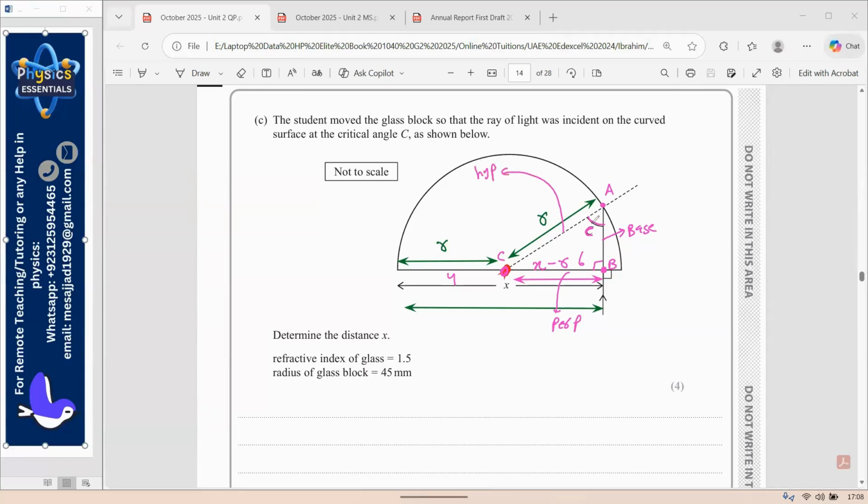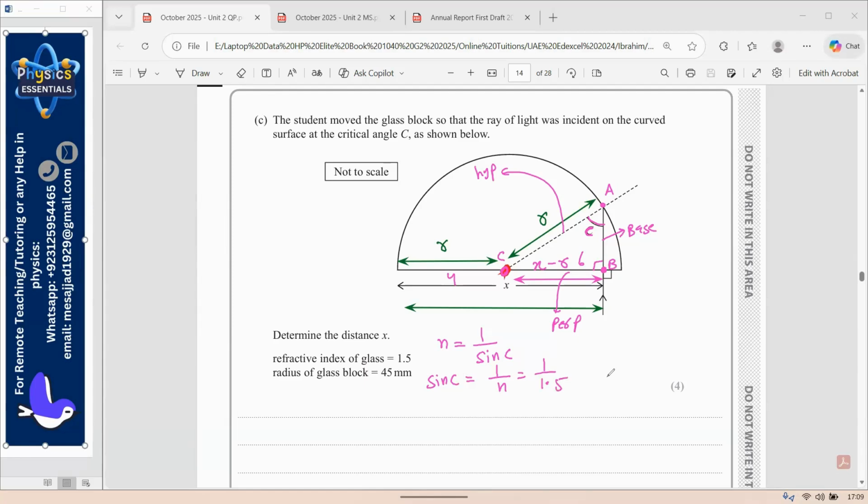And if I get the angle of criticality C, then it will be very easy. I'll be able to get x minus r, and when I get x minus r, I'll be comfortable getting x. So what I do first, I know that n equals 1 over sine C, correct? Where C is the critical angle, and n's value is given. So I'll just do 1 over sine C equals 1 over n, so 1 over 1.5, right?